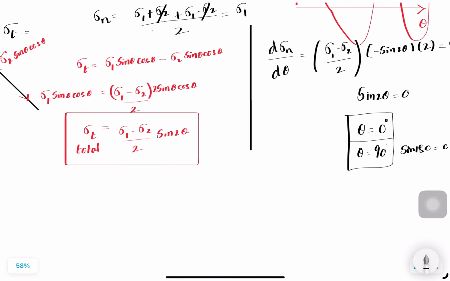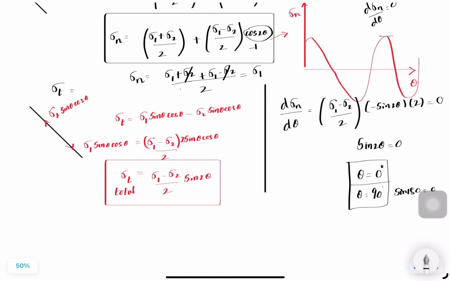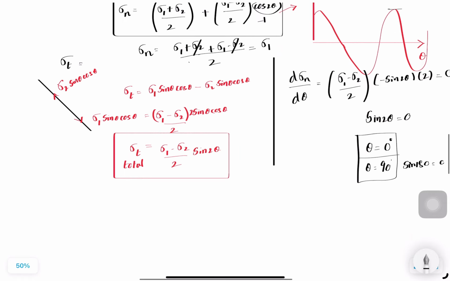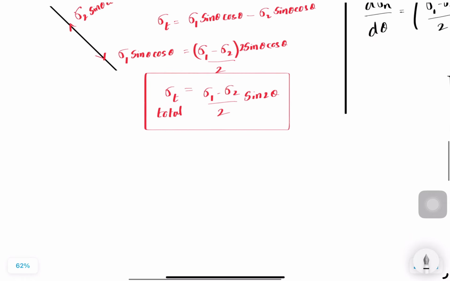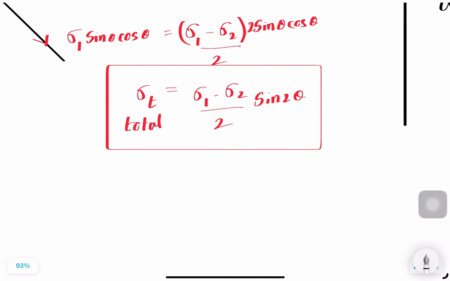This is one way by which you can find the maximum normal stress. The other way to find the plane at which the normal stress becomes maximum is the plane where the shear stress becomes 0. So the plane where the shear stress becomes 0 is the plane where the normal stress becomes maximum. So here is the expression for the shear stress. And if you just equate it to 0, it becomes sigma 1 minus sigma 2 divided by 2 into sine 2 theta becomes 0.